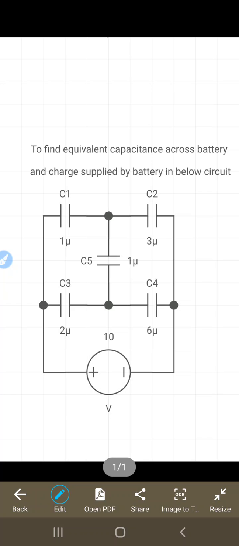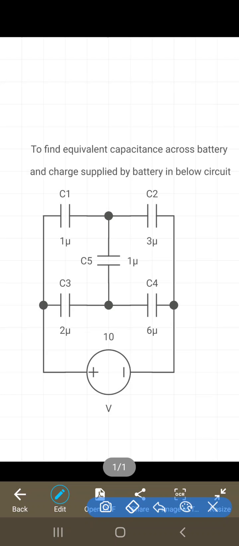So first you see this circuit is of type Wheatstone bridge. In a Wheatstone bridge, first check whether the condition for balancing the Wheatstone bridge is met. That is, you have to check C1 C4 is equal to C2 C3. If it is met, then no charge flows through C5 and the C5 branch will be open circuited.